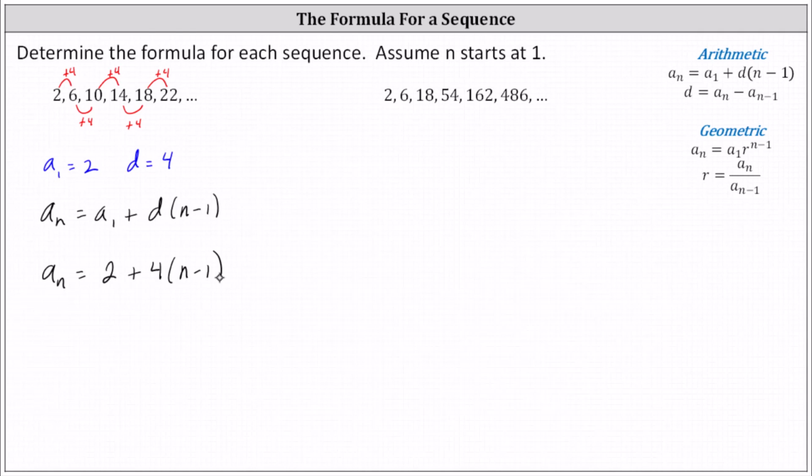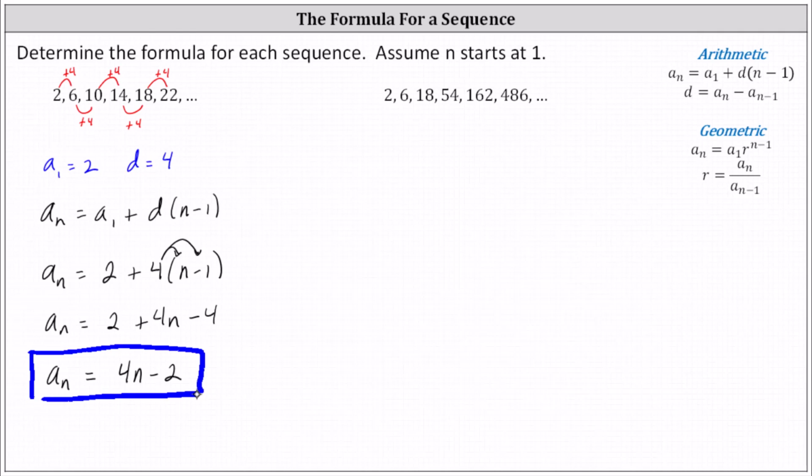Let's go ahead and simplify it by distributing the 4 and combining like terms. We have a sub n equals 2 plus 4n minus 4. Simplifying, we have a sub n equals 4 minus 2 is negative 2. Let's write a sub n as 4n minus 2.